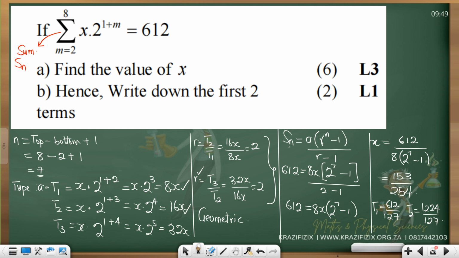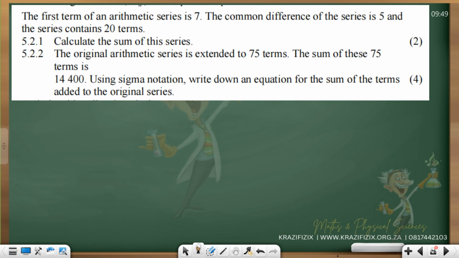Okay, can we go to the next one? Can we try the next one? I want you to try something and get it right. I don't want to keep doing the work. Ooh, let's look at this one. Let me read. The first term of the series is 7, the common difference is 5. The series contains 20. Calculate the sum. That's easy. The arithmetic series is extended to 75. The sum of this 75 is 14,400. Use sigma notation right now.